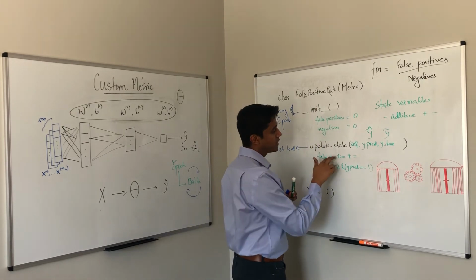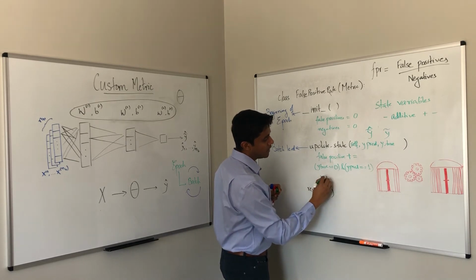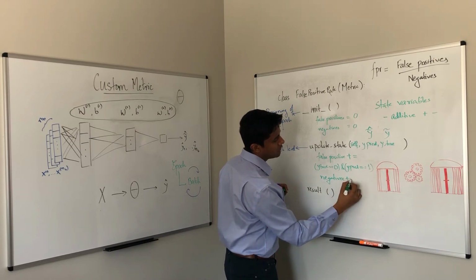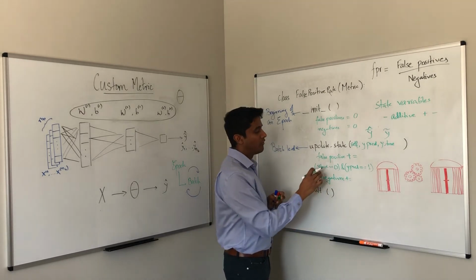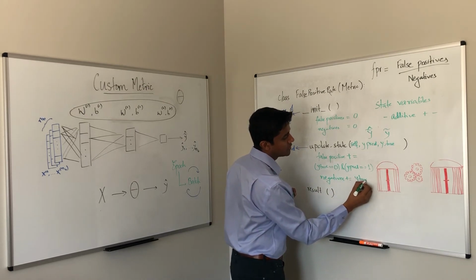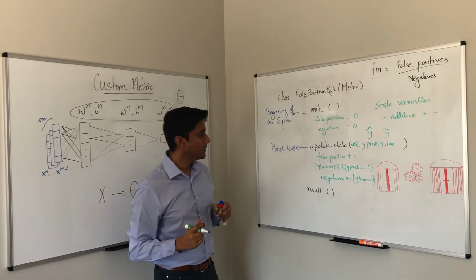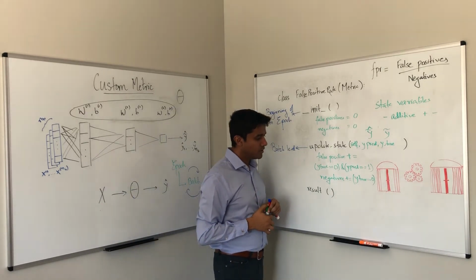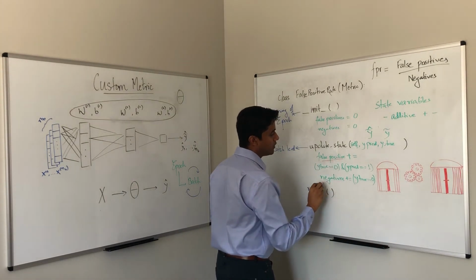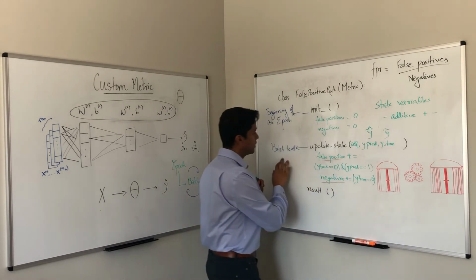So this gives me the updated false positive, and negatives are relatively straightforward. Just have to find the number of true y's which were 0 in this batch. So here I updated my false positives and negatives for this batch.